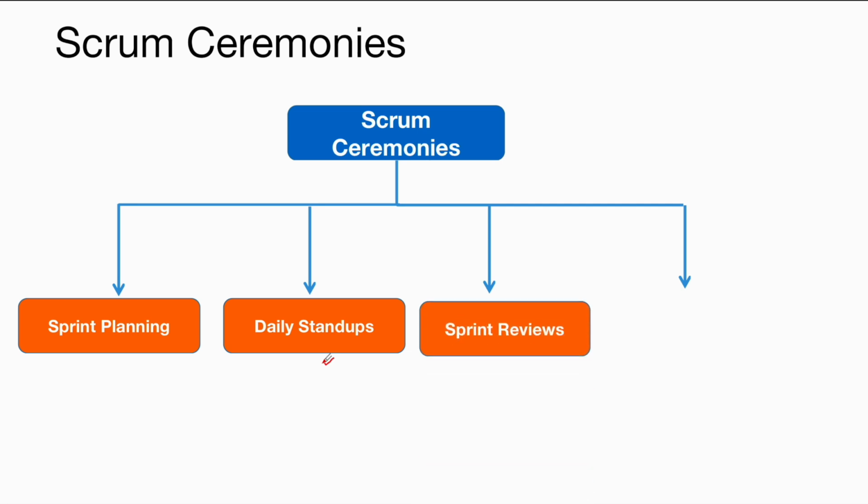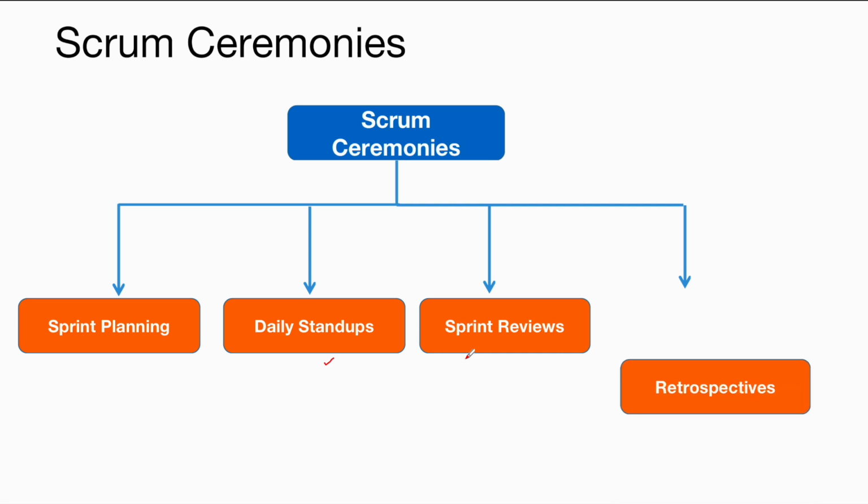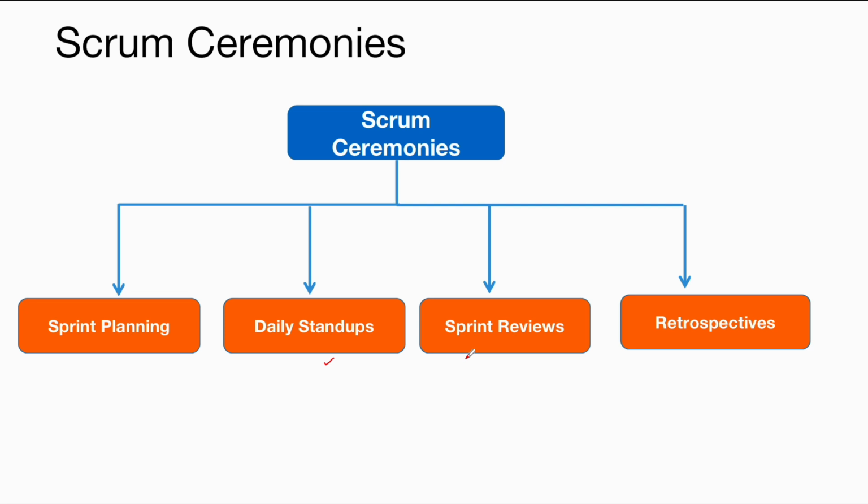Another ceremony is the sprint review. In the sprint review, the team will show what they have built in the product to the product owner and other stakeholders and get feedback. Another ceremony is the sprint retrospective. After the review, the team meets to reflect on how the sprint went. In the sprint retrospective, they discuss what went well and what could be improved next time. It is like a post-game analysis where you discuss how to play better in the next match.